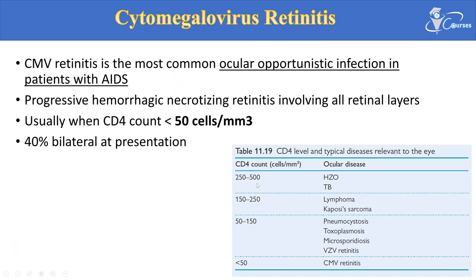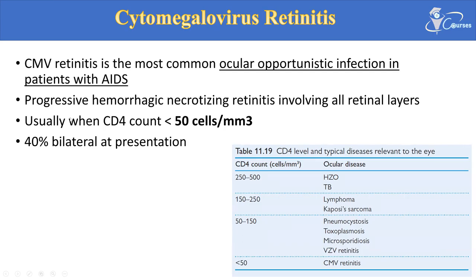Normally, it will be more than 500. If it is between 250 and 500, the patient will be at risk of developing herpes zoster ophthalmicus and tuberculosis. If it falls between 150 and 250, the patient will be at risk of lymphoma and Kaposi sarcoma. Between 50 and 150, the patient will be at risk of pneumocystosis, toxoplasmosis, microsporidiosis, and varicella zoster virus retinitis. If it is less than 50, the patient will be at risk of cytomegalovirus retinitis. This is the commonest opportunistic infection that involves the retina when the CD4 count falls below 50 cells per cubic millimeter.